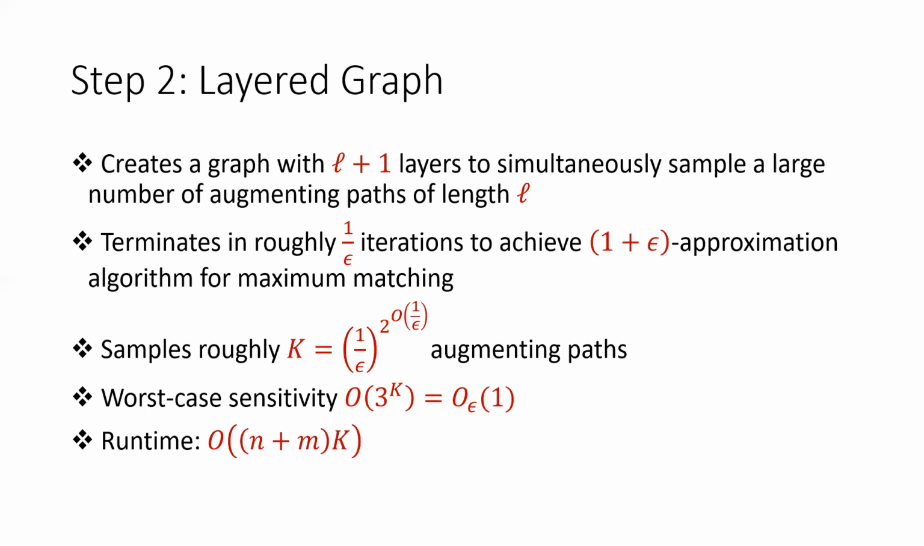Now we do this k times, and it can be shown that in the first step, our sensitivity is at most 3. In the second iteration, these 3 edges can further affect at most 3 times 3 edges, which is 9. And arguing inductively, we see that the worst case sensitivity is at most 3 to the k, which is still order 1 when we suppress dependencies on epsilon. Moreover, our runtime is roughly n plus m, where n is the number of vertices and m is the number of edges, times k.